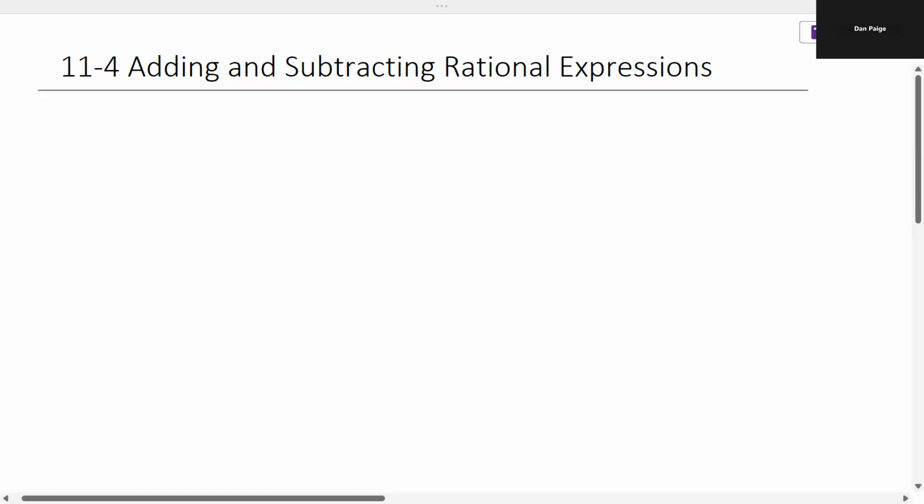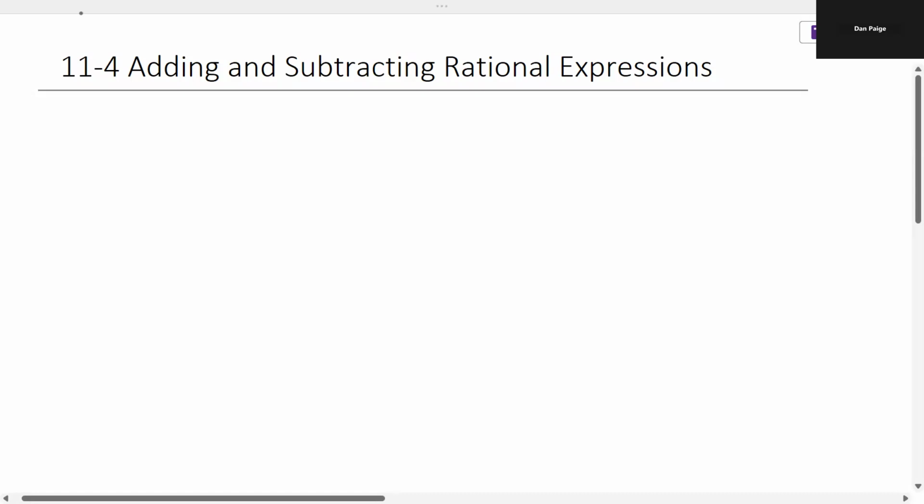So we're moving through operations with fractions, right? Same way you did when you were in elementary school. We learned how to reduce. We learned how to multiply. We learned how to divide. Now we're going to learn how to subtract.